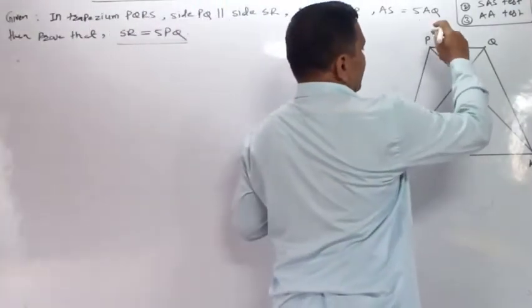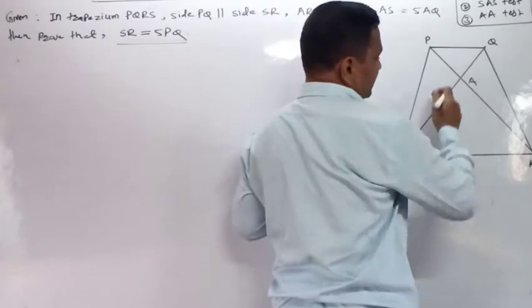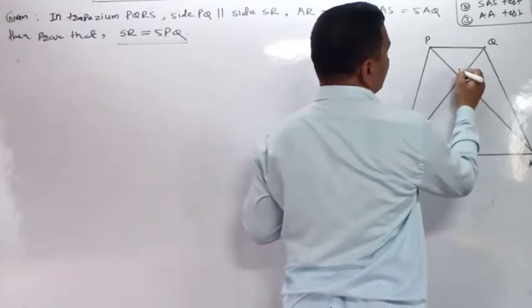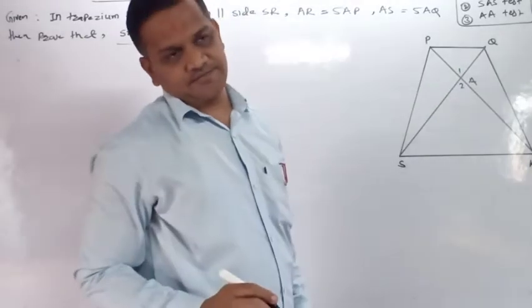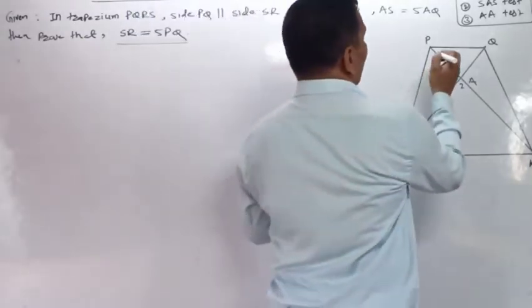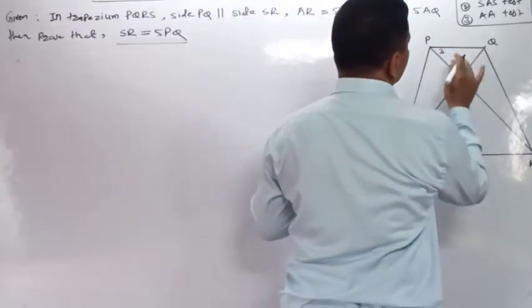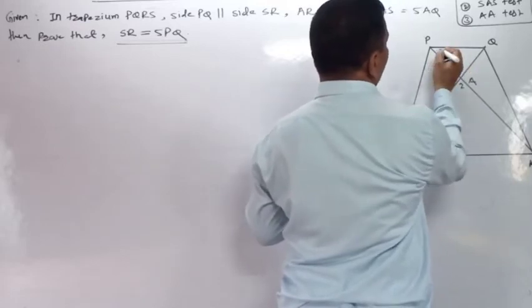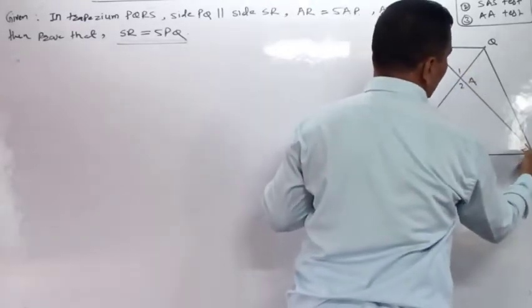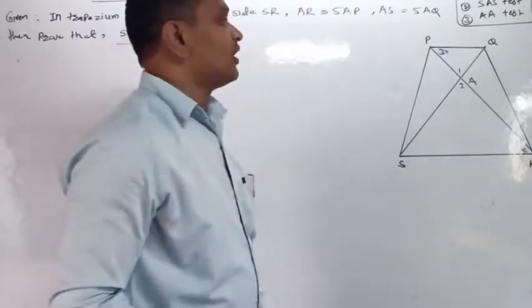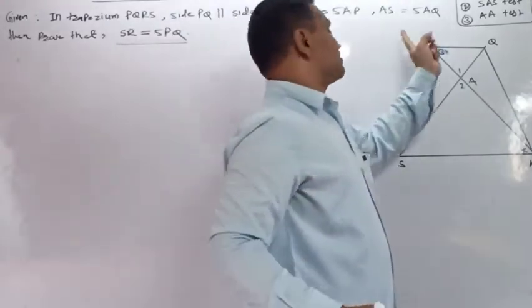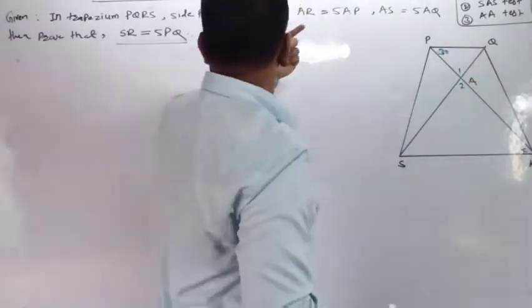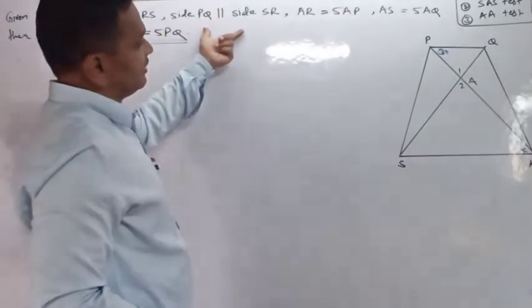Now, in triangle PAQ and SAR, angle 1 is congruent to angle 2. Why? Because they are vertically opposite angles. And angle 3 is congruent to angle 4. Why is angle 3 congruent to angle 4? Because they are alternate angles formed by the parallel lines PQ and SR, because PQ is parallel to SR here in the given.